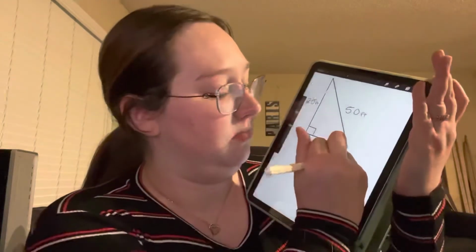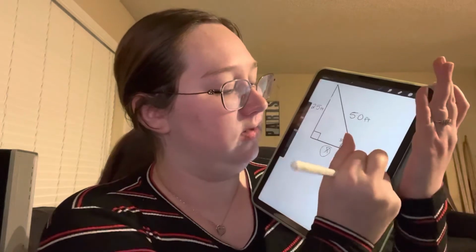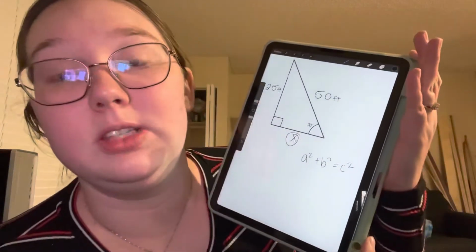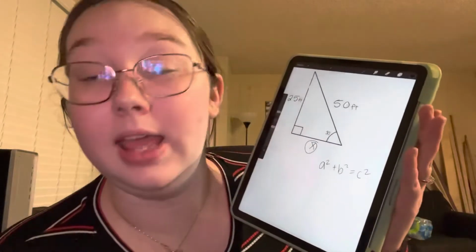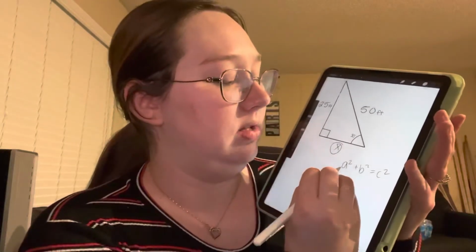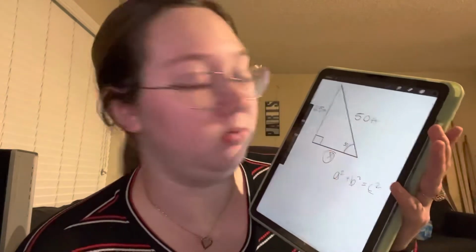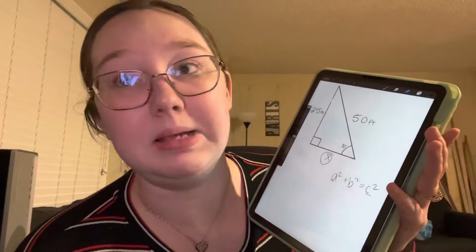Pythagorean Theorem is a squared plus b squared equals c squared. By using a squared plus b squared equals c squared, we will be able to figure out what x equals. But how do we do that if we don't know what a, b, or c is?